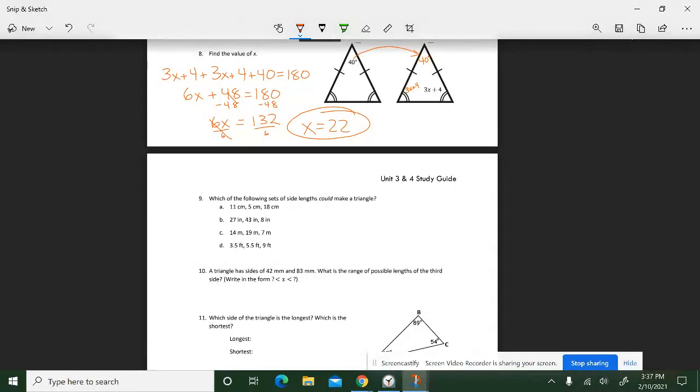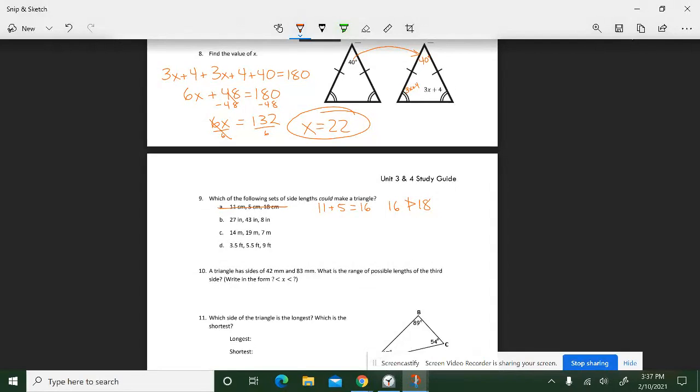Number 9, which of the following sets of side lengths could make a triangle? The rule is any two sides you add together have to give you a number greater than the length of the third side. And the way you test it is by taking the shortest two lengths. So on A, you'll take the 11 and the 5, you add those together, you get 16. 16 is not bigger than 18, so A does not work.